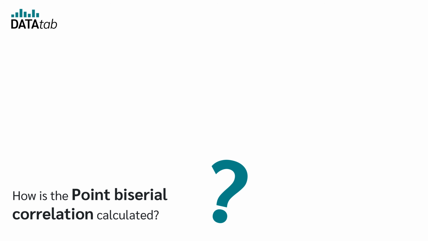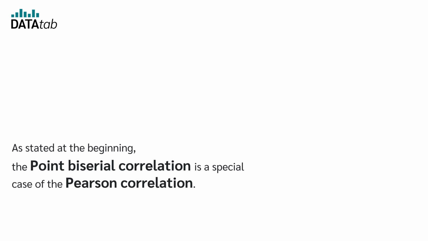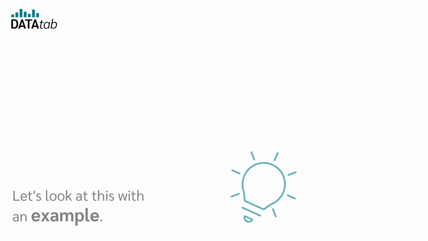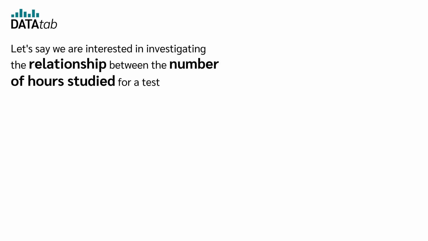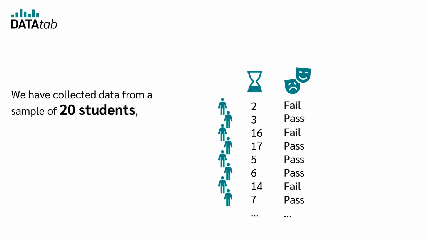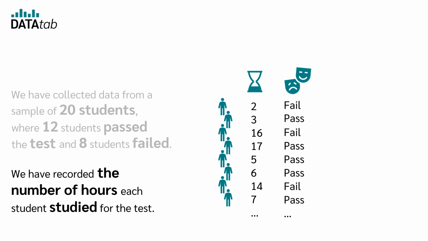How is the point biserial correlation calculated? As stated at the beginning, the point biserial correlation is a special case of the Pearson correlation. But how can we calculate the Pearson correlation when a variable is nominal? Let's look at this with an example. Let's say we are interested in investigating the relationship between the number of hours studied for a test and the test result, passed or failed. We've collected data from a sample of 20 students, where 12 students passed the test and 8 students failed. We have recorded the number of hours each student studied for the test.